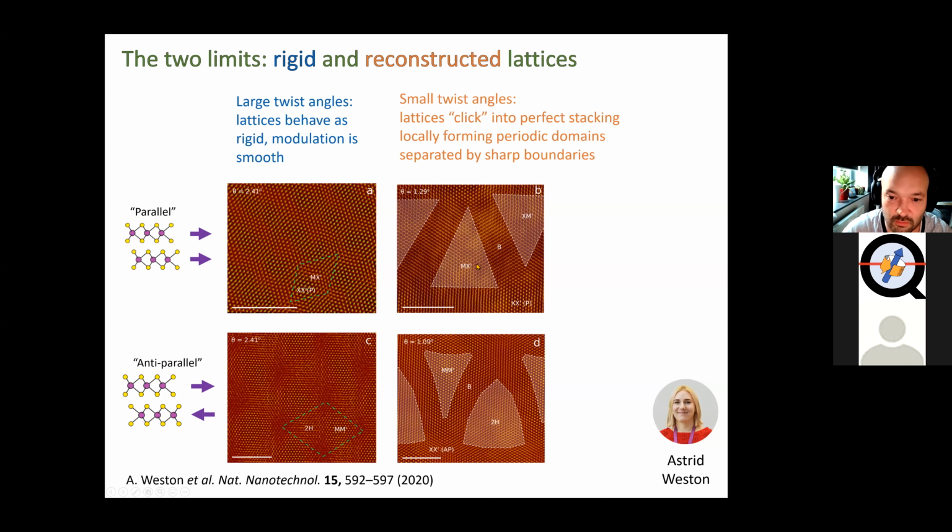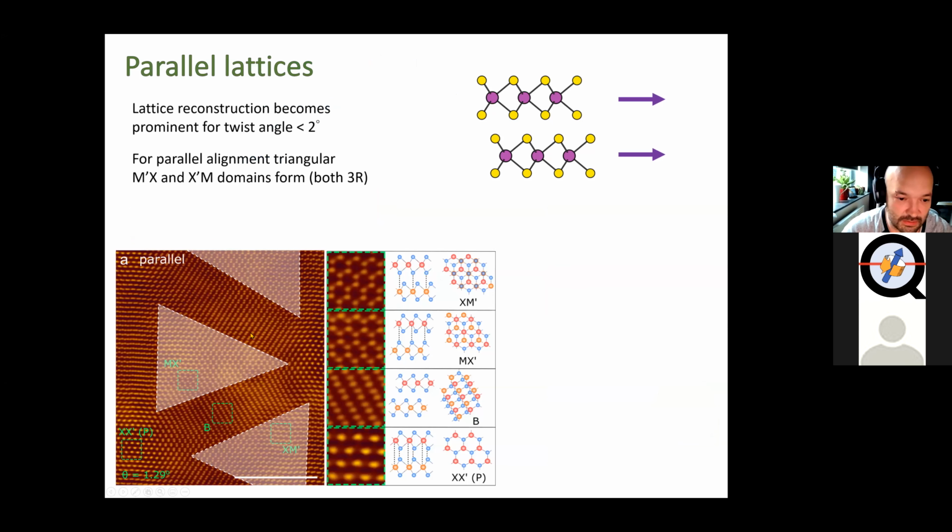Now, if you take a smaller angle, for example, 1.2, 1.3 degrees, you can see the formation of these triangular domains within which you can see a clear hexagonal lattice. So this is the commensurately stacked region. Now I would like to look in detail into these two configurations.